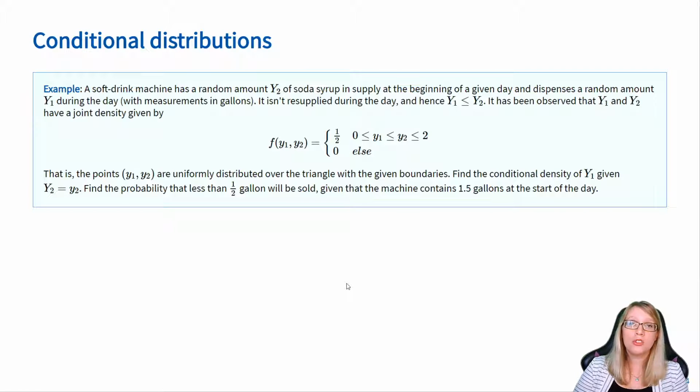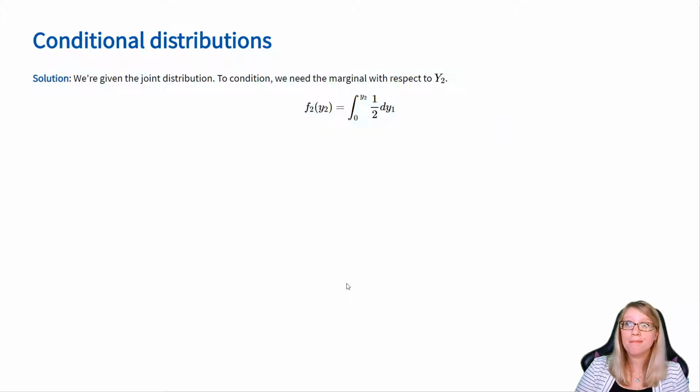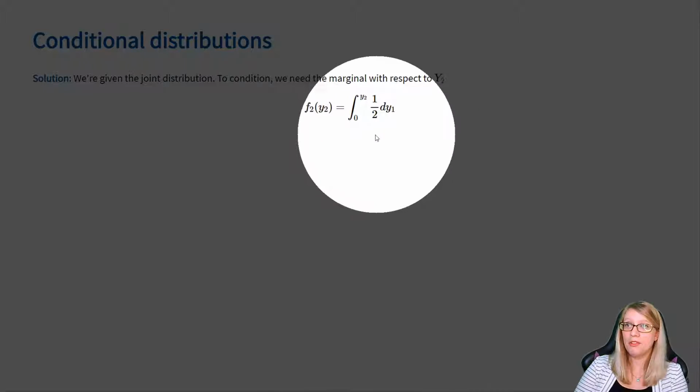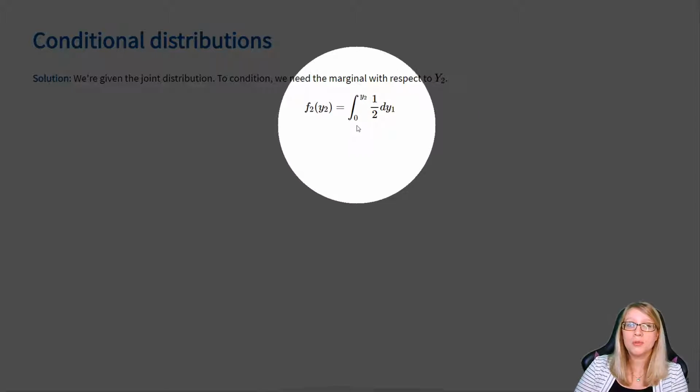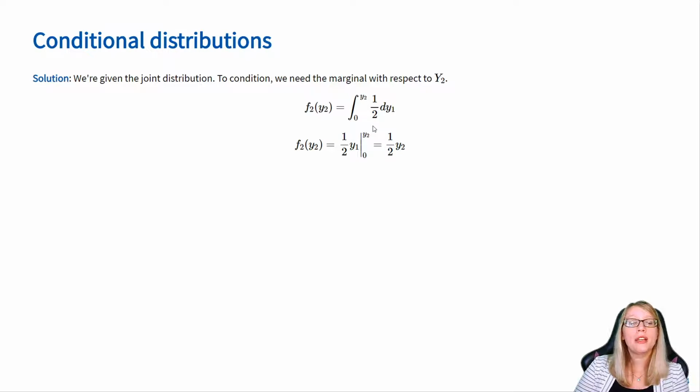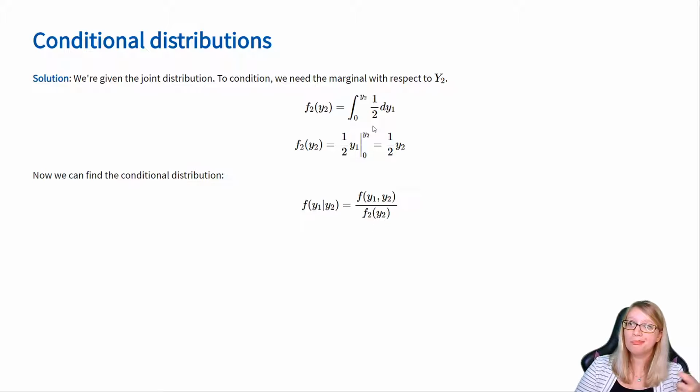We'd like to find the conditional density of y1 given y2. So find the distribution of the amount that will be dispensed, conditional on how much is there when we begin. To condition, we first need to find the marginal with respect to y2. So the marginal becomes the integral of 1/2 with respect to y1, where y1 ranges from 0 to y2. So we then get our marginal distribution to be 1/2 y2. Our conditional distribution is then the joint divided by the marginal. So we get 1/2 over 1/2 y2, so 1 over y2 for our conditional distribution.